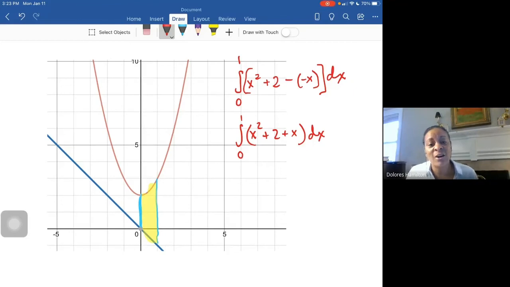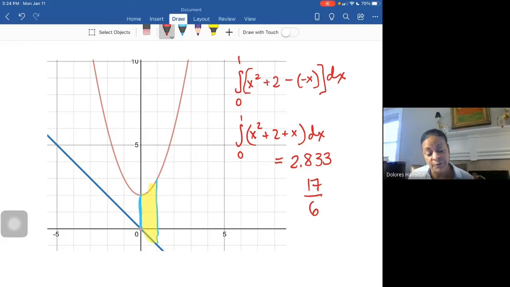And then on our graphing calculators, we're going to go to Math 9, and this is exactly what we're going to type in. Definite integral from 0 to 1 of x squared plus 2 plus x. And the calculator is telling us this, and if we put that into fraction form, if we go to math and then fraction, that tells us our answer is 17 over 6.